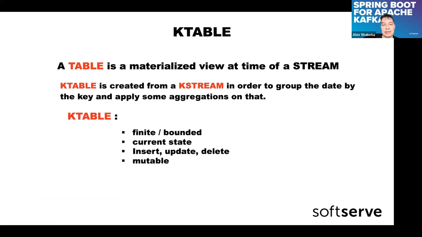Another abstraction is KTable. KTable is also part of the Kafka Streams API, and it's a materialized view at a point in time of a stream. That means that we consider a topic to be a table that contains some records and updates and deletes for them. To use the KTable, the messages should have key and value, and KTable is finite, bounded, and it has a current state. So it's the same topic where we consider each event to be an insert, update, or delete operation.